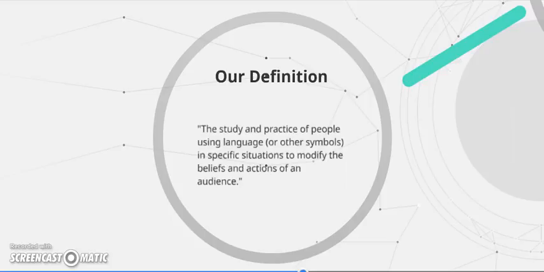The next key word is language. That's going to be our primary focus, primarily written language this semester. But I also wanted to acknowledge that rhetoric can operate through other symbol systems. That's the whole parenthetical there. That other symbols have rhetorical import.